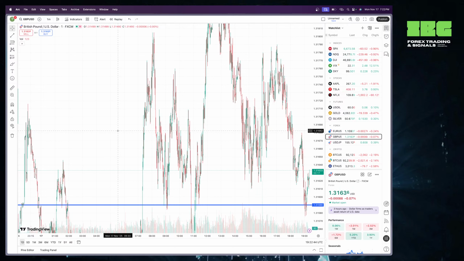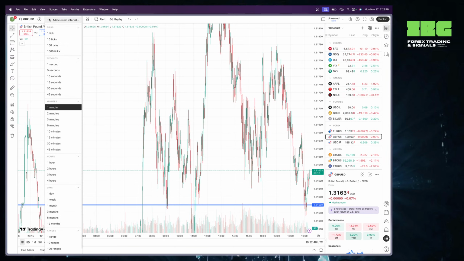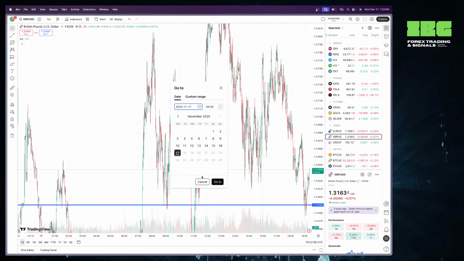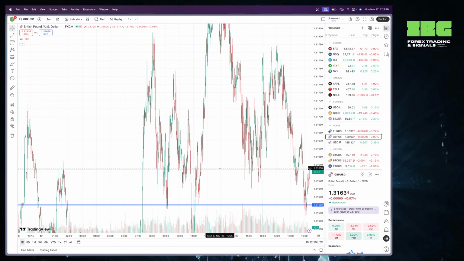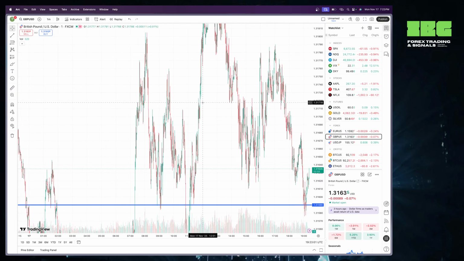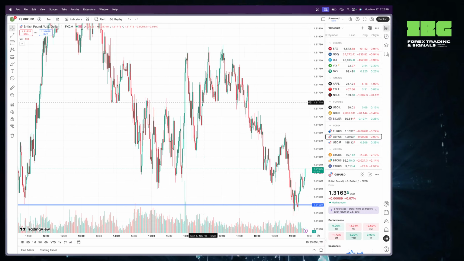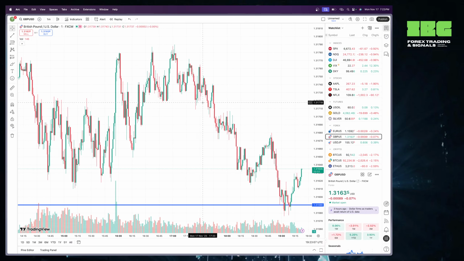Okay. Now, how about my candlestick? You can see here it says 1 minute. It means that every candlestick that we view here is a 1 minute candlestick. Let me go to the recent. Sorry. Every candlestick you see here means that it's a 1 minute candlestick. Every candlestick.